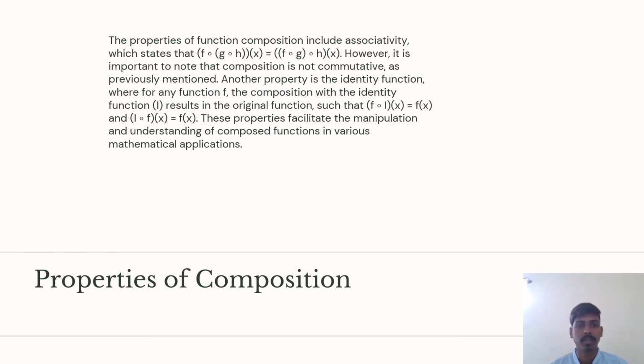Another property is the identity function, where for any function f, the composition with the identity function I results in the original function, such that f∘I(x) is equal to f(x), and I∘f(x) is equal to f(x). These properties facilitate the manipulation and understanding of composite functions in various mathematical applications. These are the properties we can see in function composition.